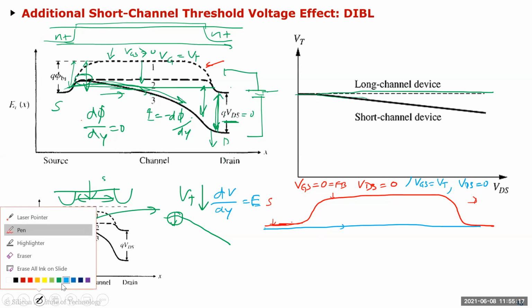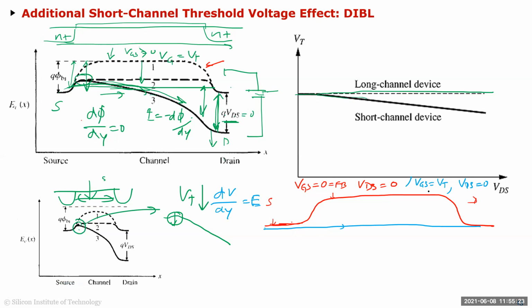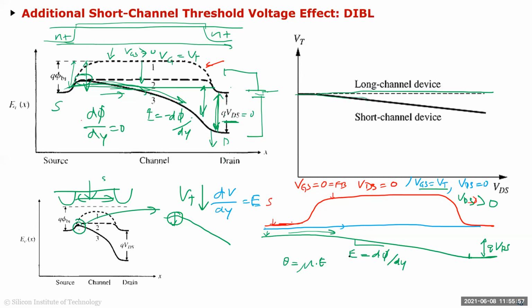So now let's take the condition VGS equals VT, but now VDS is some positive amount, greater than 0 volt. Then on the source side it remains the same, but on the drain side it is lower, right? By the amount Q times VDS. This is the energy of the electron. So now the energy of the electron here is higher than the energy of the electron there. Now they can flow. In other words, this slope is E equal to d phi over dy, and then the velocity of the electron is equal to mu times E, and then they can start flowing now.